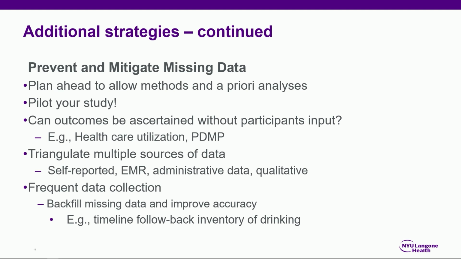And then part of this is preventing, but we also need to mitigate when there is missing data. So plan ahead in your methods, again, pilot, and then think about whether there are ways you can evaluate outcomes without the participants' involvement, if you do have loss to follow-up. Particularly for things like healthcare utilization, there might be other data sets that you can use. Triangulating multiple sources of data, so you've got your self-report, which requires the participant, and looking through the EMR.